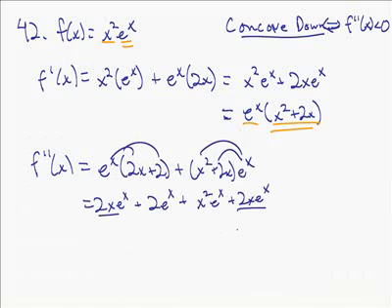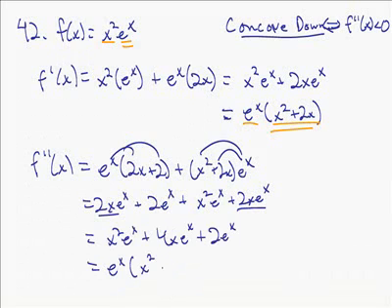A couple common terms here, there and there. So we get an x squared e to the x plus 4x e to the x plus 2e to the x, combining those two to get that 4x e to the x. And again, we can think of this as e to the x times the quantity x squared plus 4x plus 2. So again, this is our second derivative.